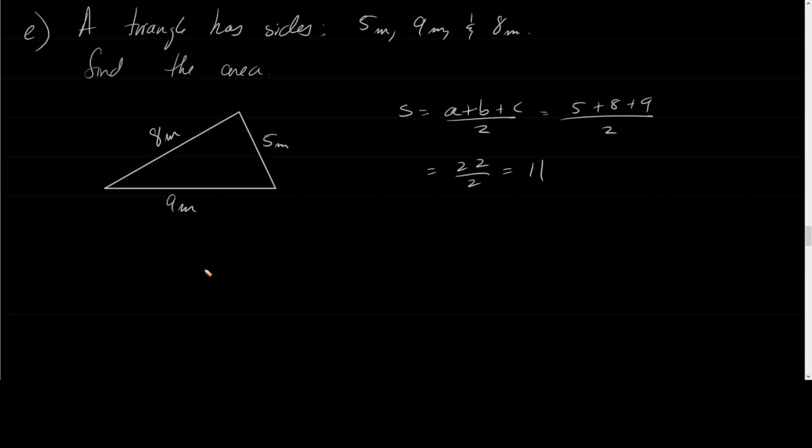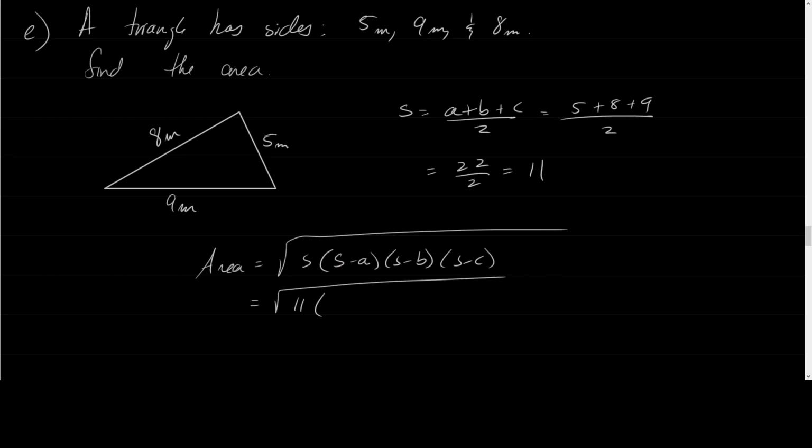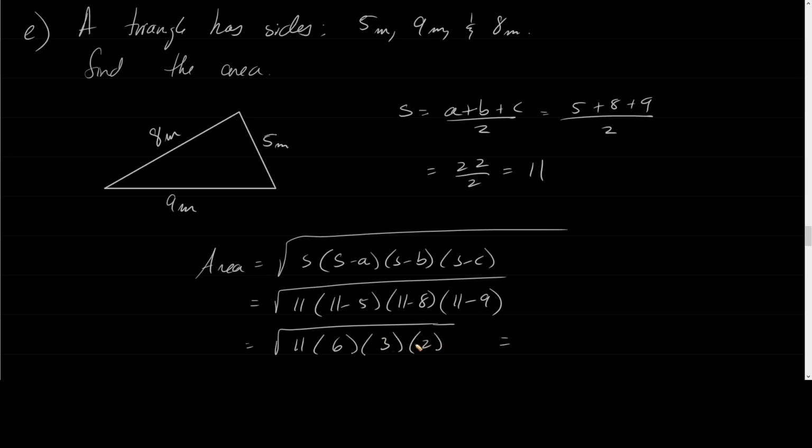Now, let's go ahead and find the area. So the area is going to be the square root of, I'll remind you the formula, S times S minus A times S minus B times S minus C, which means in this case, 11 times 11 minus 5 times 11 minus 8 times 11 minus 9. Doing all those, 11 minus 5 is 6. 11 minus 8 is 3. 11 minus 9 is 2. 2 times 3 is 6. 6 times 6 is 36. And 36 times 11 is 396. So I end up with the square root of 396.